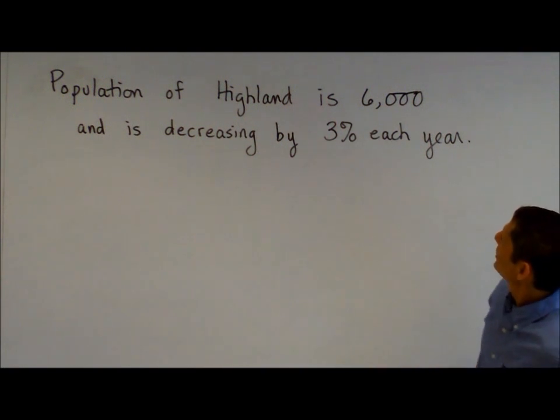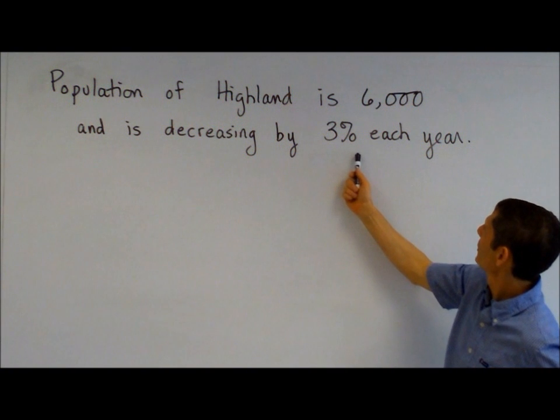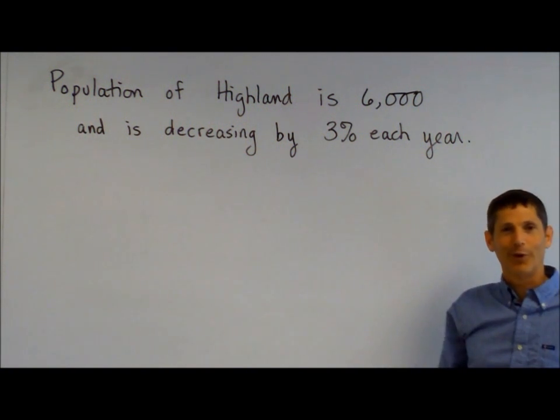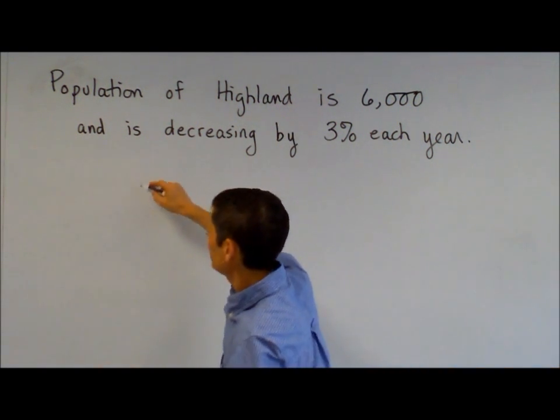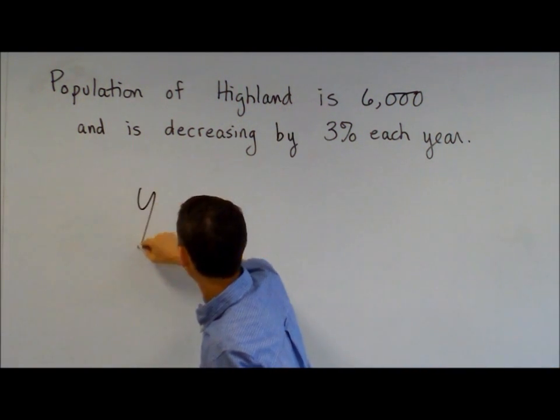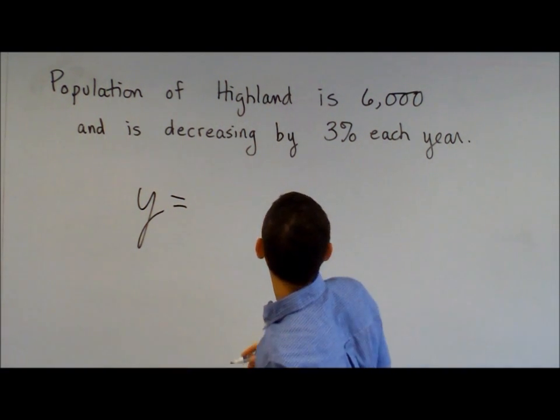At any rate, the population of Highland is 6,000 and is decreasing by 3%. So I'm going to write some kind of equation. I guess I could call it P for population, but I like to use X's and Y's. Is that all right? You're very old-fashioned. Yeah, the Y is the population.